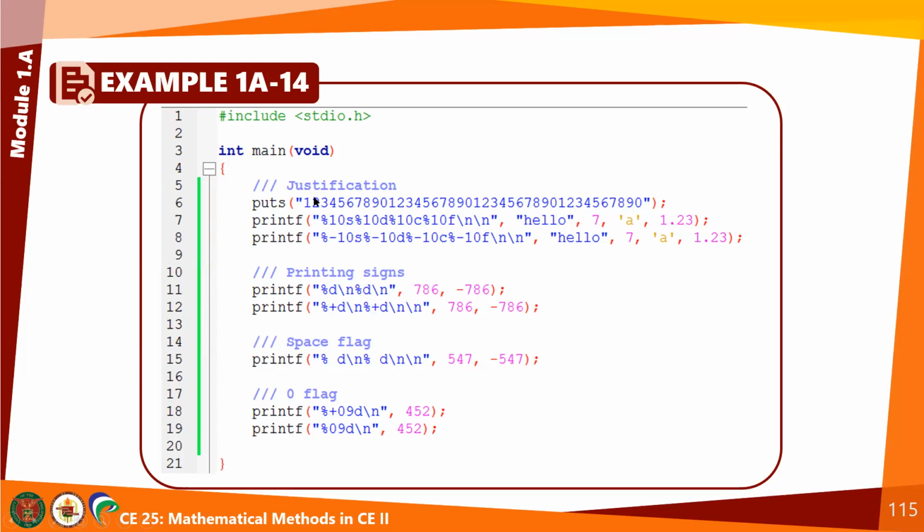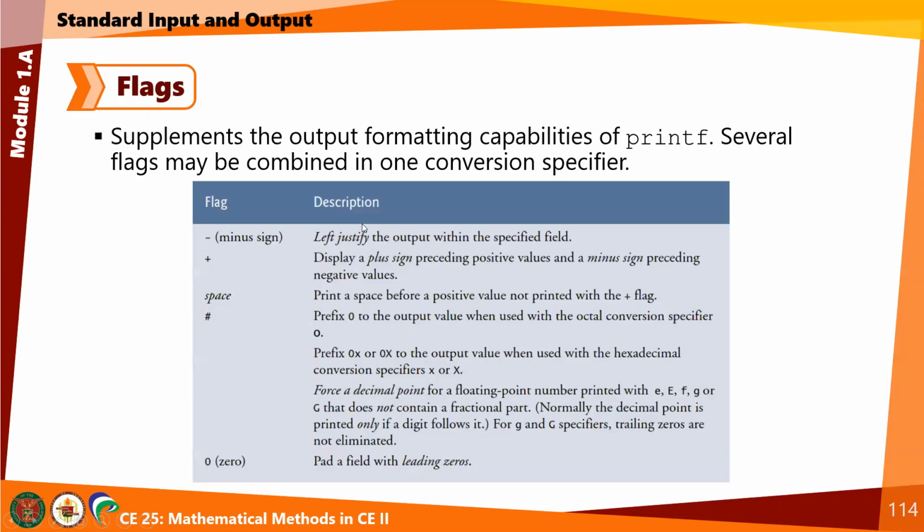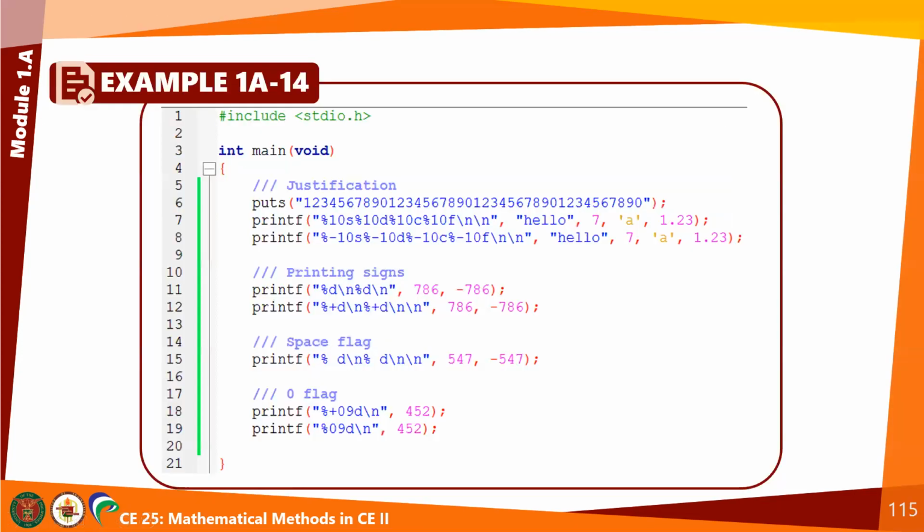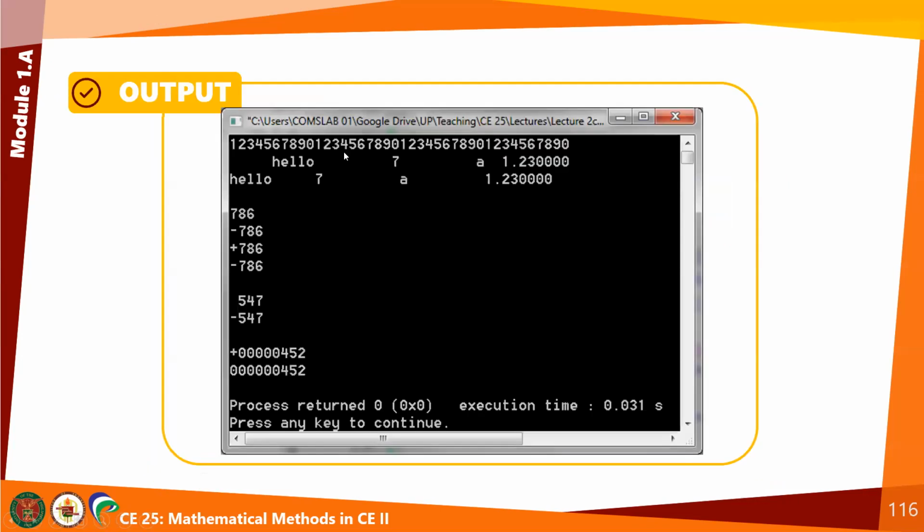Printing signs. Wait lang. So balik tayo sa justifications. So anong ginawa dito? Ayan, merong justifications. So let's see the difference, no? If you just print this, and then you just print this one. So ito yung print 1, 2, 3, 4, 5, 6, 7, 8, 9, and 0.